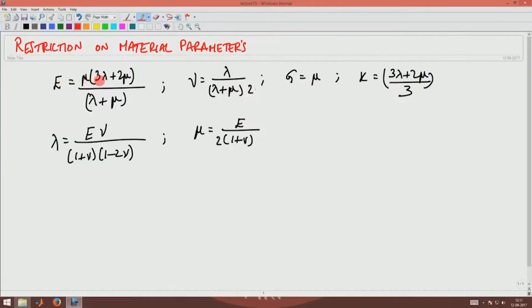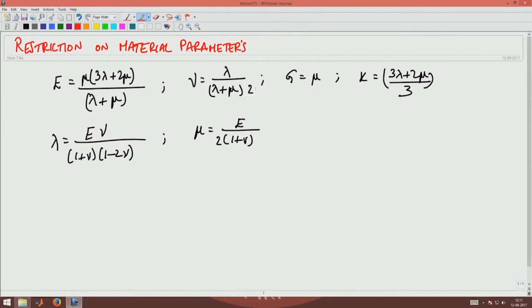Welcome to the 15th lecture in mechanics of materials. In the last lecture we saw 6 different material parameters: Young's modulus, Poisson's ratio, bulk modulus, shear modulus and 2 Lamé constants. The relationship that we obtained between these various constants is tabulated here. Basically you had Young's modulus related to the Lamé constants, Poisson's ratio related to the Lamé constant through these expressions, and Lamé constant related to the Young's modulus and Poisson's ratio through these equations.